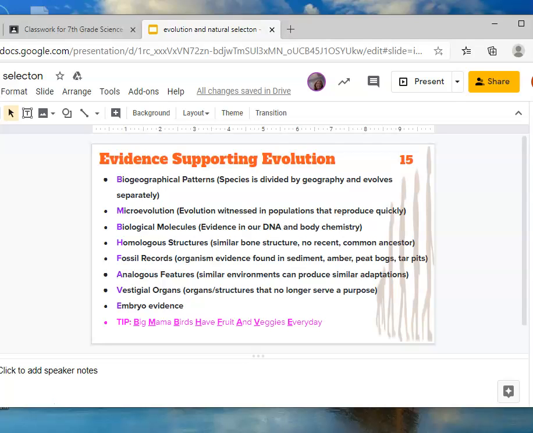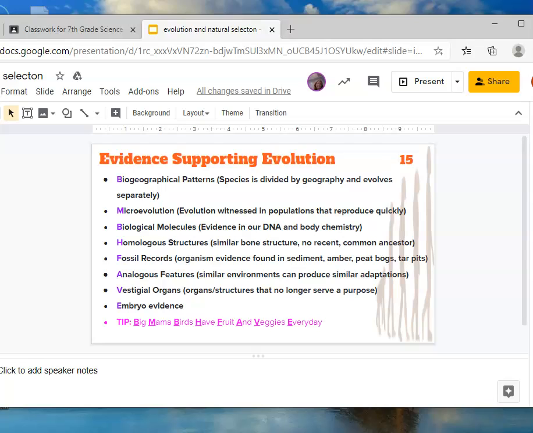Evidence supporting evolution. I'll warn you, these are some fairly technical terms, but we will be examining them more as we go along, so you'll get a better idea of what they mean. Okay, so don't let them scare you. Biogeographical patterns, where species are divided by geography and evolve separately. Microevolution, evolution witnessed in populations that reproduce quickly. Biological molecules, evidence in our DNA and body chemistry.